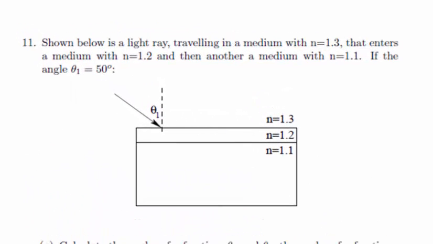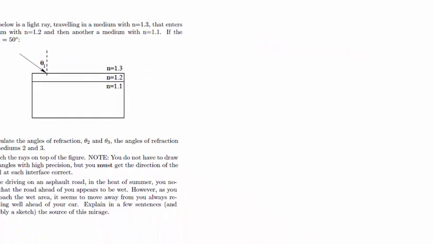Shown below is a light ray traveling in a medium with index of refraction 1.3 that enters a medium with n equals 1.2 and then another medium with n equals 1.1. Take the initial angle of incidence theta 1 to be 50 degrees. In part A of the problem, we're asked to calculate the angles theta 2 and theta 3 as the result of refraction at each of the two interfaces.